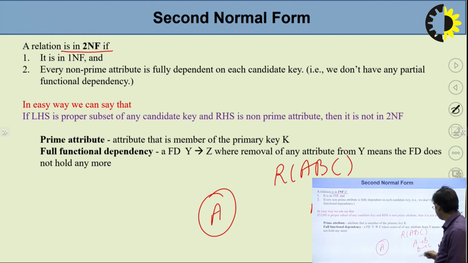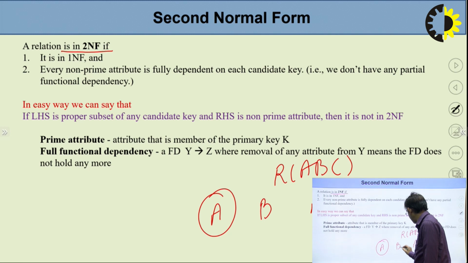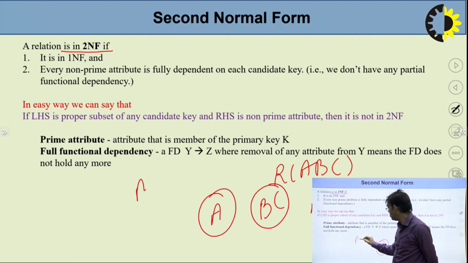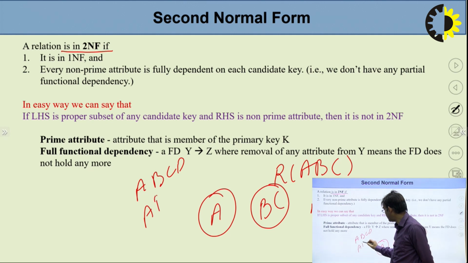A will be a candidate key and BC is not a candidate key. If any attribute is not part of the candidate key, then that attribute is a non-prime attribute. Let's suppose I take one more example. Let's suppose we have a relation R with attributes A, B, C and D. Let's suppose AB is the candidate key.